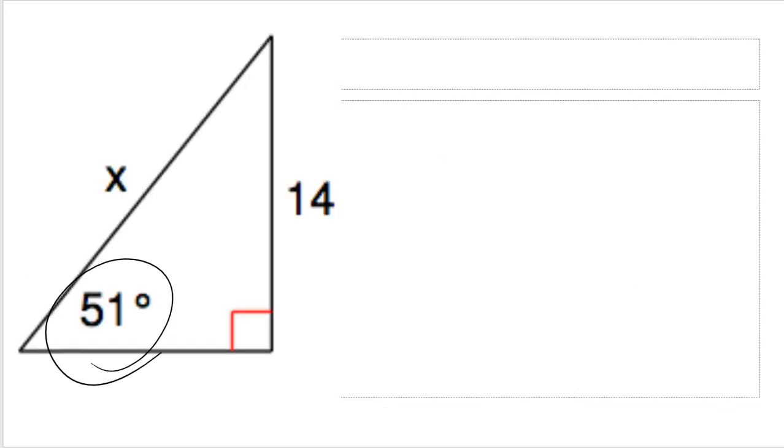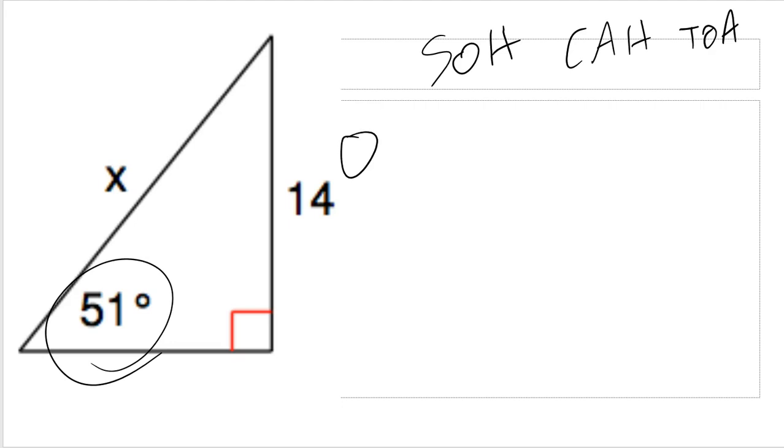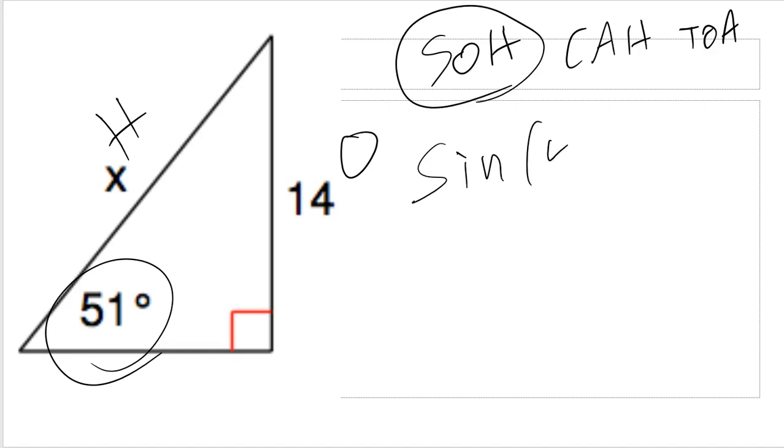All right, right here we have 51. So what I would do is label all the other numbers. This is your O and this is your H. You don't have to label the A. So I have O and H, that means we're going to use sine. So sine of 51.